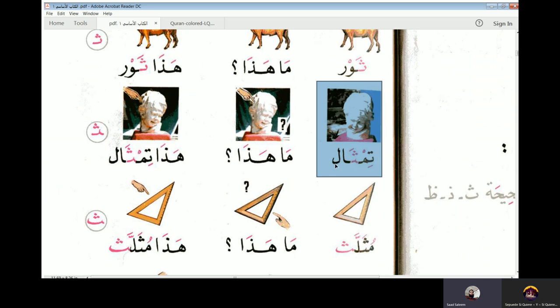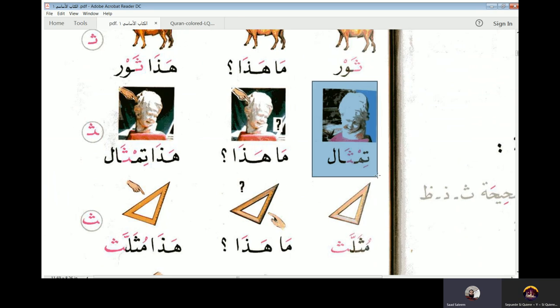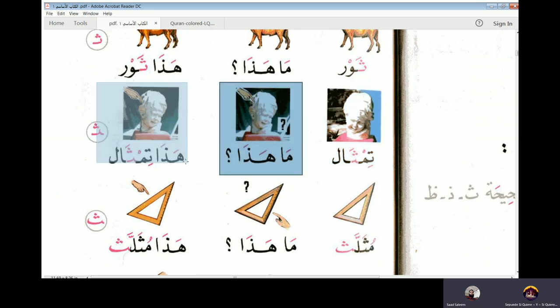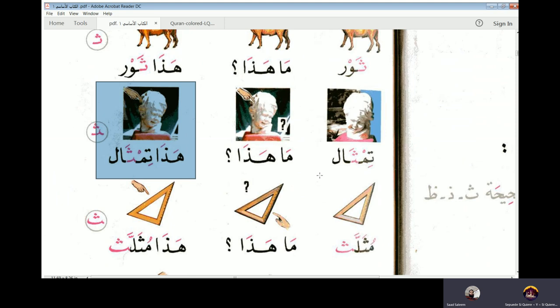Timthalun. And what's a timthalun? Timthalun means statue, but your pronunciation is not correct. Timthalun, statue. Look, you are saying sha. Don't say sha. Tha. Timthalun. Good. Statue. Ma hadha, what is this? Hadha timthalun. This is a statue.